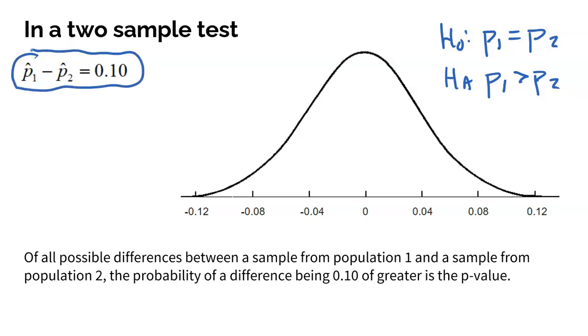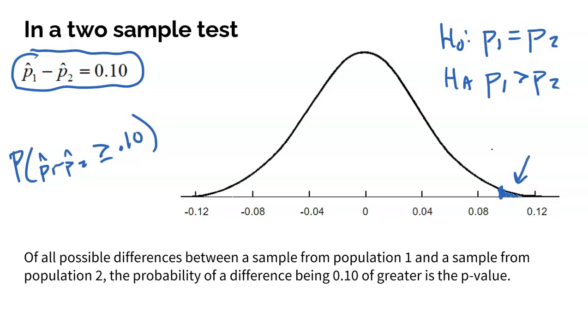So we noticed a 10% difference between our samples. A 10% difference is somewhere right around here. So the probability that any other difference, because again, a sampling distribution is filled with possible differences between samples from population 1 and population 2, is more than the one I saw of 10%, that's going to be my p-value. And I'll be honest, in this case, it looks like it's going to be pretty low.